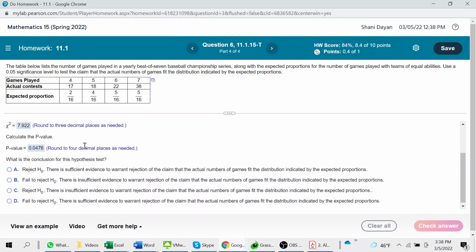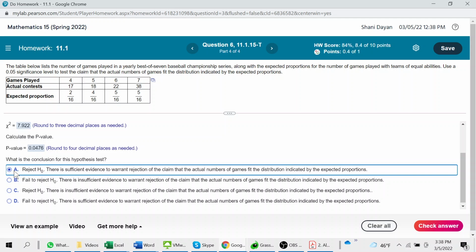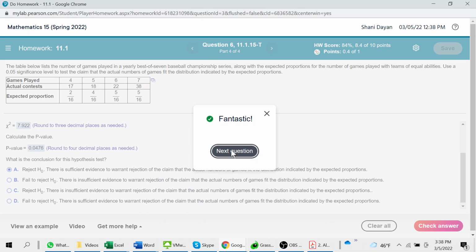Okay, the p-value is less than the significance level, 0.05, so therefore we reject H0 and assume that there's sufficient evidence to warrant rejection of the claim. Okay. Perfect.